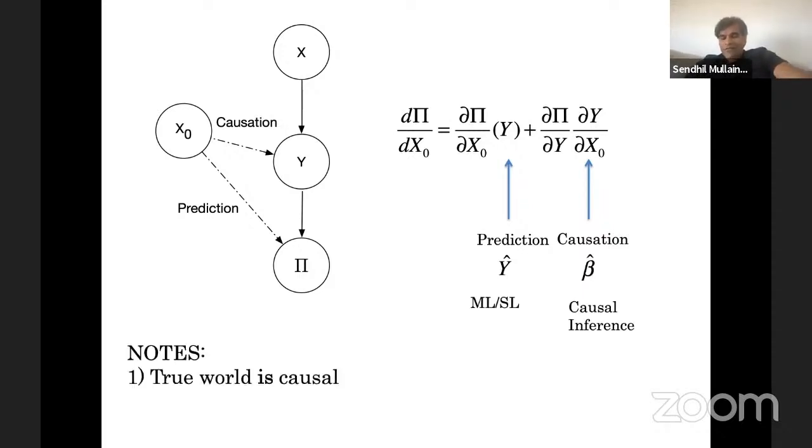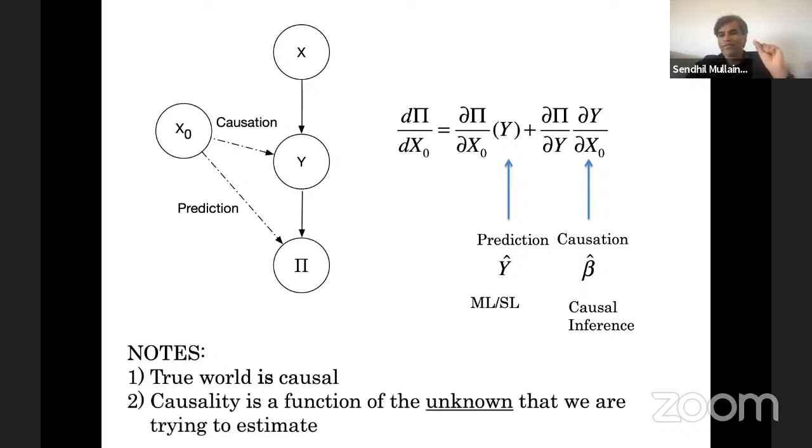Okay. And I just want to point out, a lot of the time people will say, oh, but the world is actually causal, machine learning. In this formula, everything is causal. The question is merely, where does your decision sit? The causality we need from the estimator is the function of the unknown that we're trying to estimate.